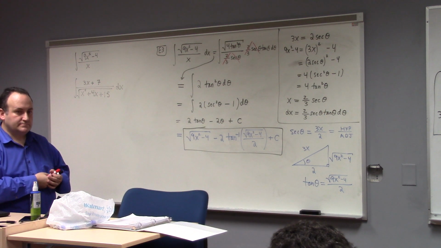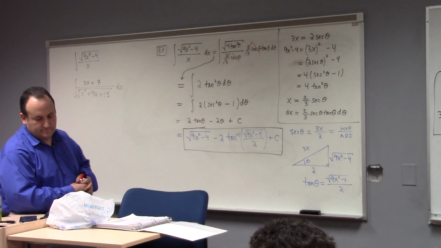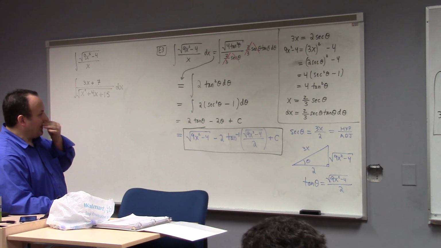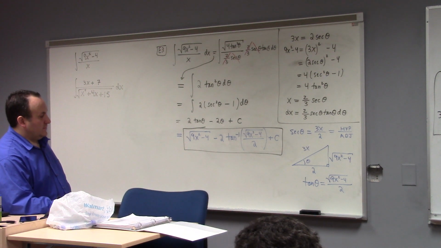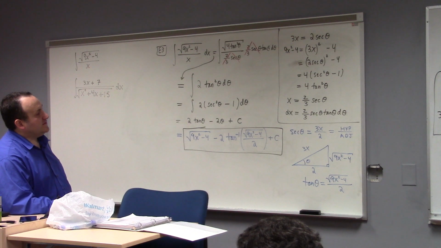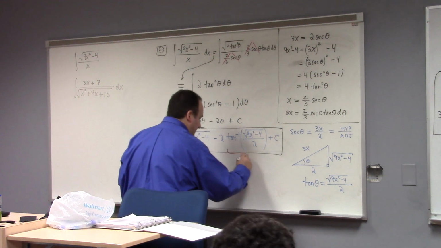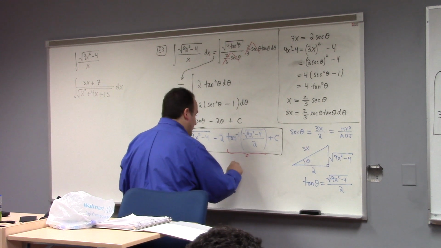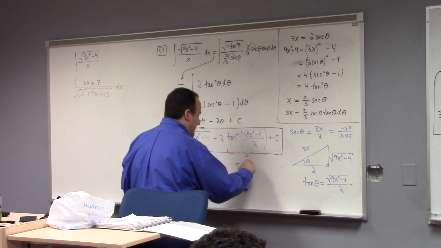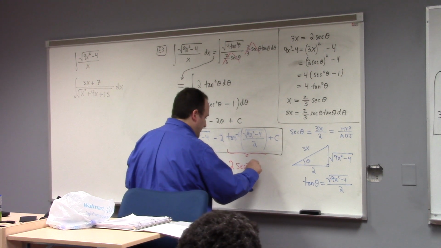Yep. If you wanted to make it look nicer, instead of using tangent, would you just use the inverse of secant? Oh, that's true. You do have another option. Oh, very good, very good. Thank you. Alternatively, you could express this as twice the inverse secant of, what, 3x over 2. Yeah, yeah.